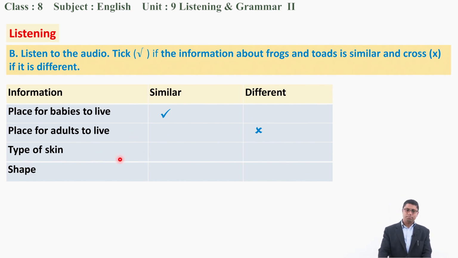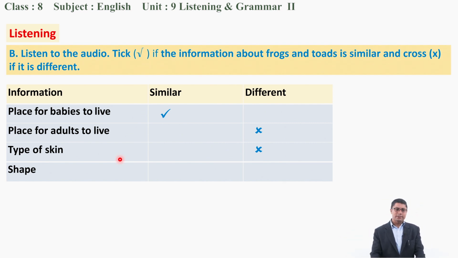Now the third information, type of skin. Let's see. What have you written? Similar or different? Oh, different. Okay. Is it so? Let's check then. Frogs have smooth skin, while the skin of toads is generally rough and bumpy. Okay, so it says different. That's why different. That's fine.